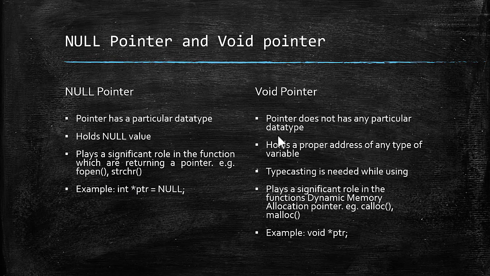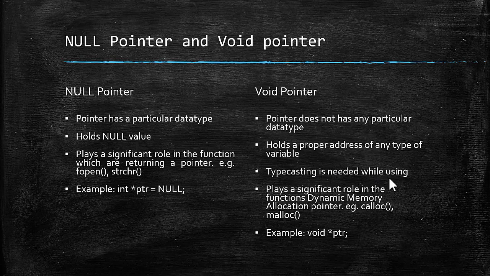A void pointer does not have any particular data type. As it does not have any particular data type, it can hold the address of any type of variable. The variable may be of integer type, float type, character type, double type, whatever the type is, a void pointer can hold its address. But to use that address, we need to typecast it. So without typecasting, we cannot use a void pointer.